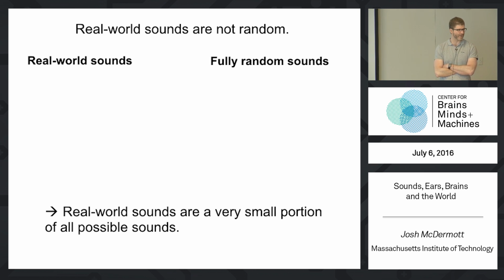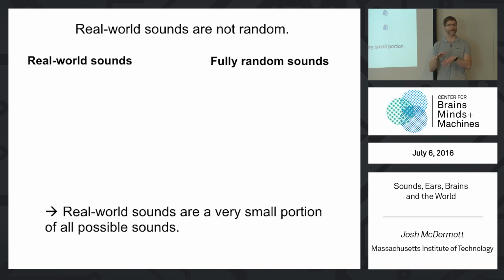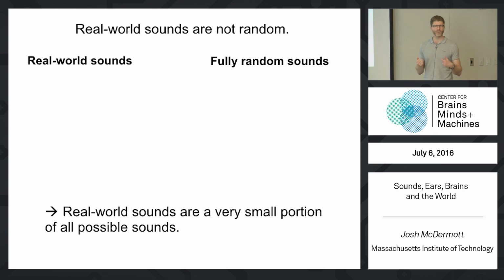But hopefully it's apparent to you from those 3 examples that we would have to sit here drawing these fully random samples for a very, very, very long time before we got something that sounded like a doorbell or a hawk. The point is that real-world sounds are a very small portion of all possible sounds. They're a very tightly restricted space of the set of signals. That means that they exhibit regularities, and we believe that your brain has internalized those regularities, and that's what enables you to hear.